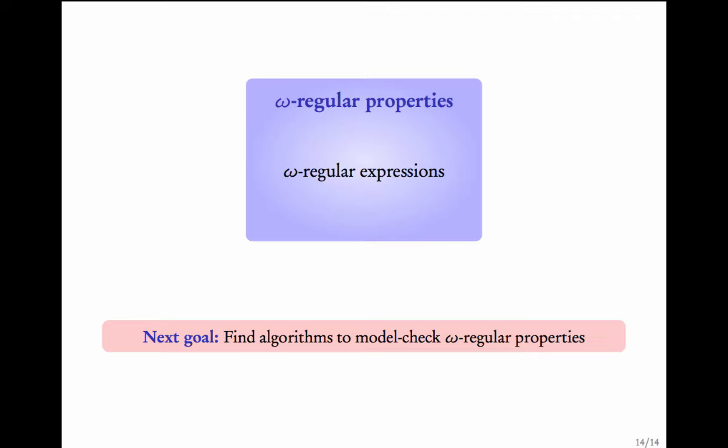So this brings us to the end of this module. We saw what omega regular expressions and omega regular properties are. We have seen one example of omega regular properties, and many examples of omega regular expressions. Now the goal is, given a transition system and an omega regular property, how do we model check? In the sense, how do we check if the set of traces of this transition system are contained inside the language given by this omega regular expression?